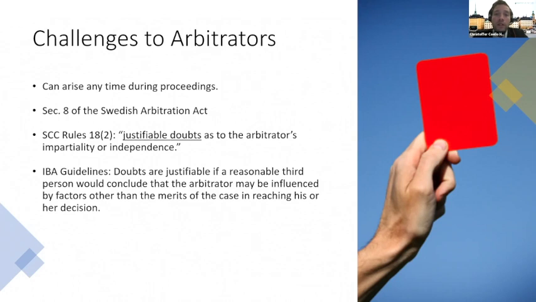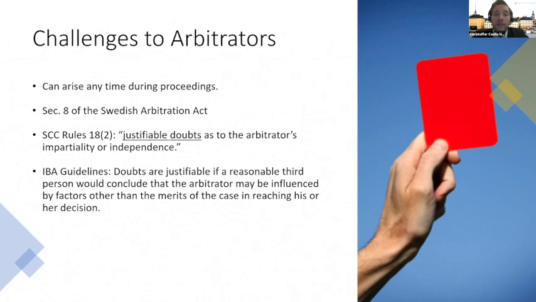What follows then is that the relevant question for the board when determining challenges under the SCC rules is whether justifiable doubts exist or not. The SCC rules do not define justifiable doubts, but in its determination of challenges, the SCC has quite a strong practice of employing an objective perspective, meaning that doubts are seen as justifiable if a reasonable third person would conclude that the arbitrator may be influenced by factors other than the merits of the case when deciding in the case.